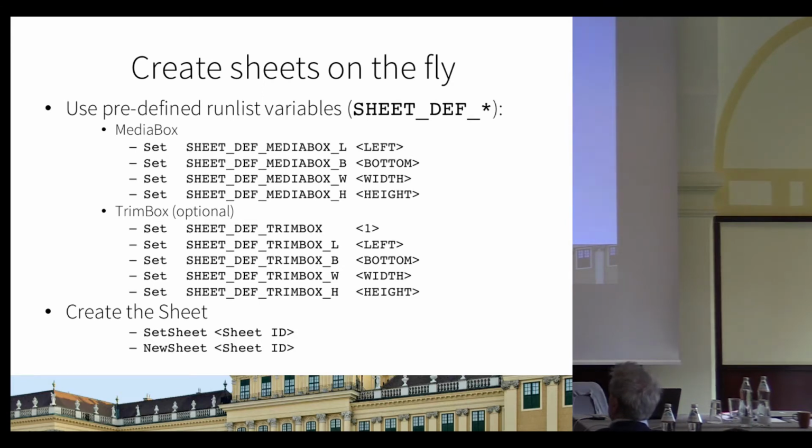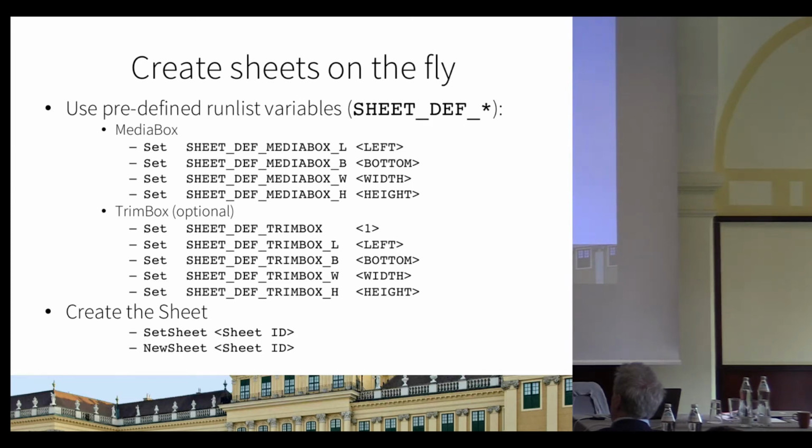How does it work? It works by using one special command in the run list. That's the set command. With the set command, you can assign a value from the right side to the variable with a name. So in this case, we set, that's a placeholder for an actual number, the sheet dev trimbox age variable, and this variable has a very special meaning.